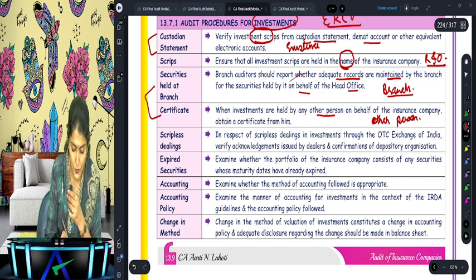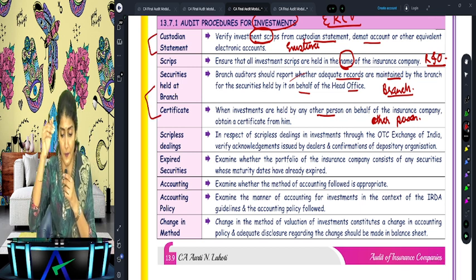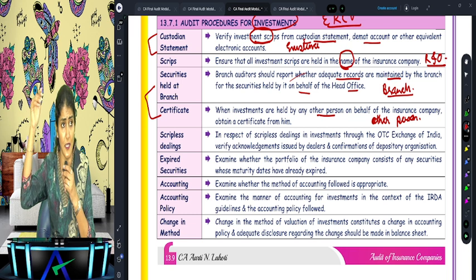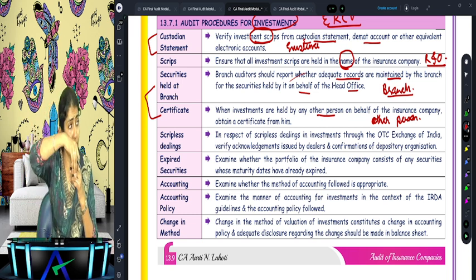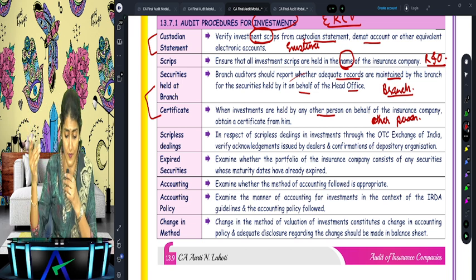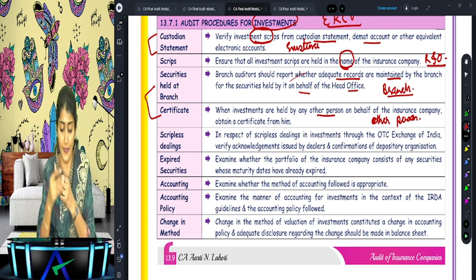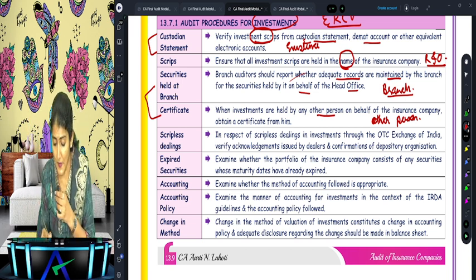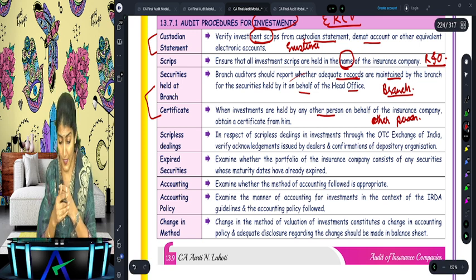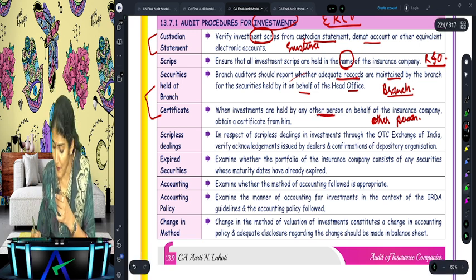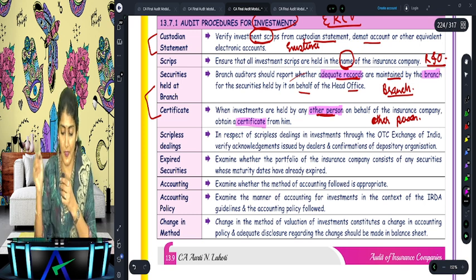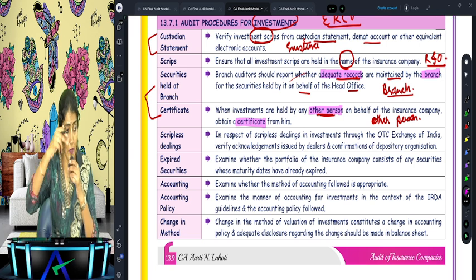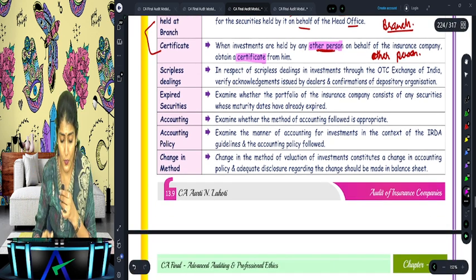So what were the first two points? Investment scripts, you need to verify the custodian statement, DMAT account or so. Second, you need to check whether all investments are in the name of the insurance company. So existence and rights and obligation. Then investments at the branch, whether adequate records are maintained. If investments are held by another person, then what you need to check? Obtain a certificate from him. Are you understanding that? Right?